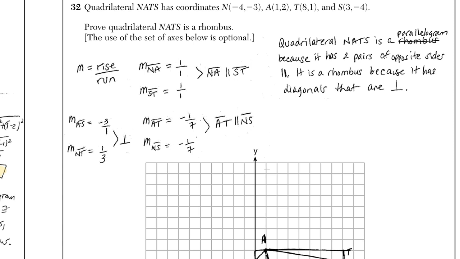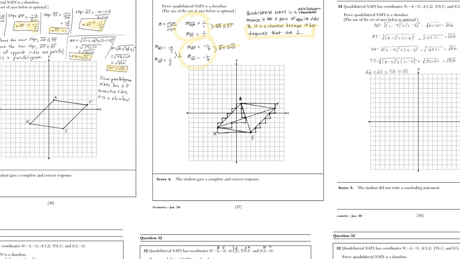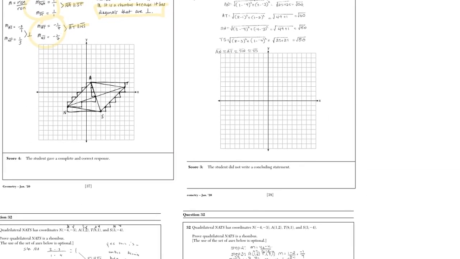This student also earned a full 4 points, and they did something similar. They were able to identify that they were parallel because opposite sides have the same slope. And then it says that it's a rhombus because the diagonals are congruent. So they involved another property of the rhombus, and this is great. All right, so those earned full credit.